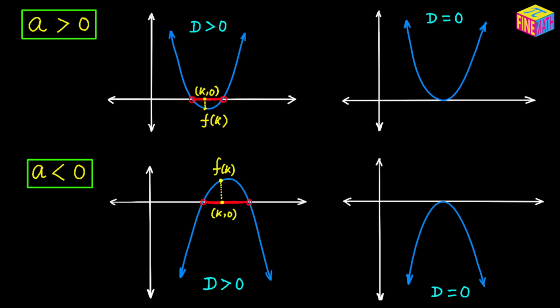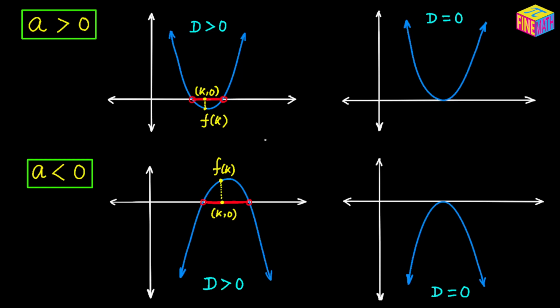In the previous diagram, we saw that when the leading coefficient is positive, meaning the parabola opens upwards, f of k was negative as long as k is in between the two roots. Similarly, when the leading coefficient is negative and the parabola opens downwards, and k is in between the two roots, then f of k is positive. So we see a common pattern: the leading coefficient and f of k always have the opposite sign. That means their product will be negative, and that is our necessary condition.